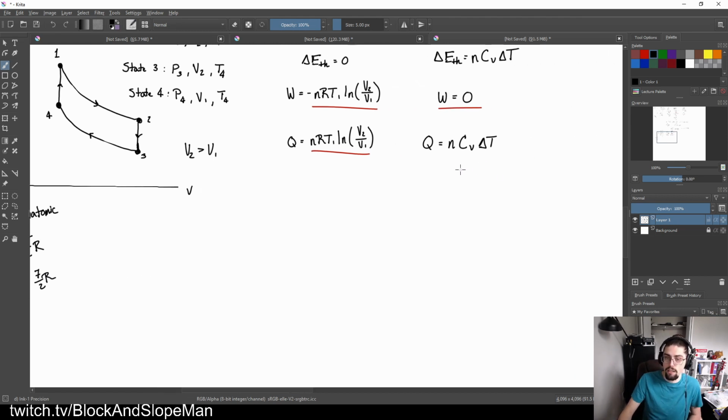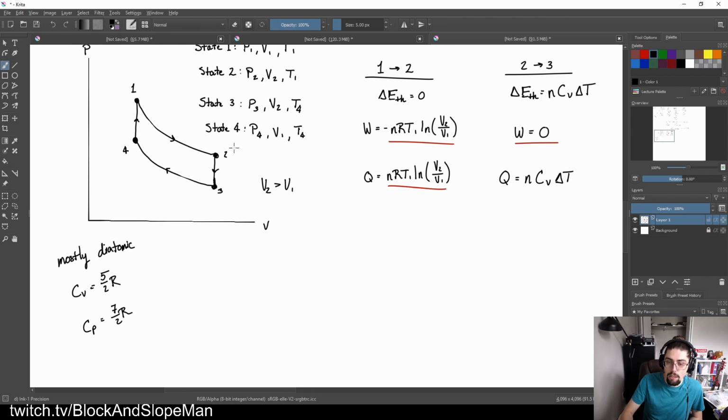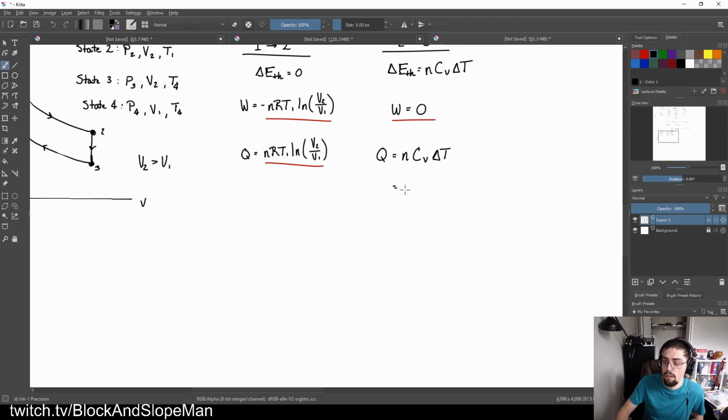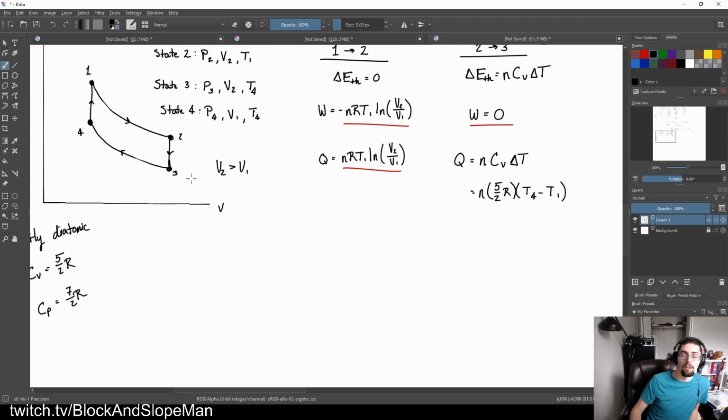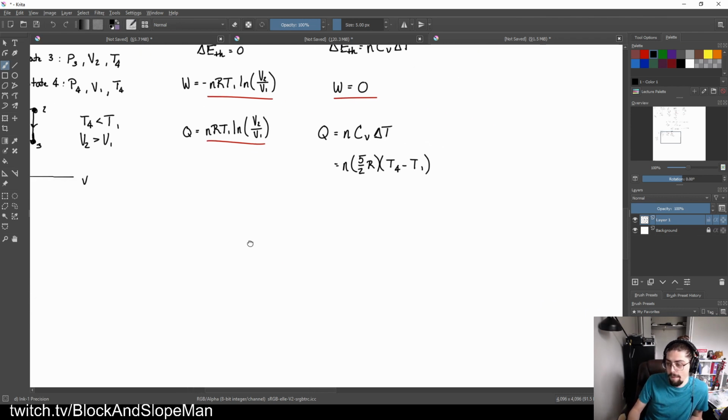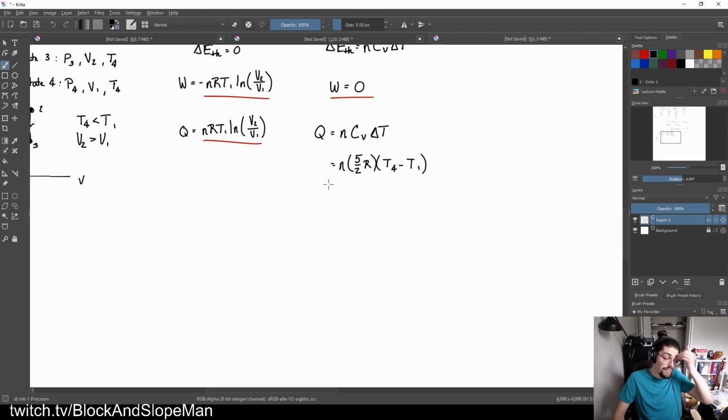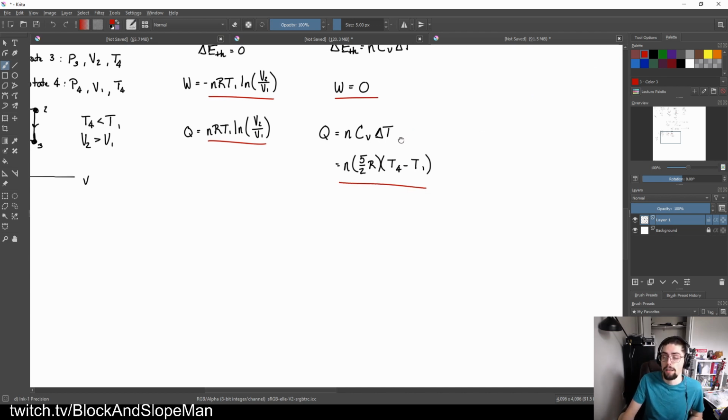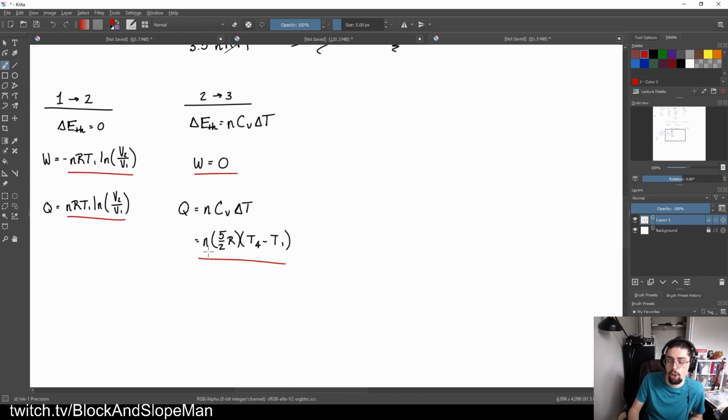So we come back up to here, and then we say, okay, delta T. Well, between 2 and 3, I am at T1, I am going to T4. So this is going to be n times 5/2 R times T4 minus T1. Now, here's an important point. T4 is smaller than T1. T1's the hotter temperature, right? We start at T1, we go down to T4. So what that means is that this Q right here is actually a negative value. And we're going to need to know that when we come back to solving for QH. But we've got that for now. And again, we're trying to put this all into terms of the variables that we're after, right? T1, T4, V1, V2.